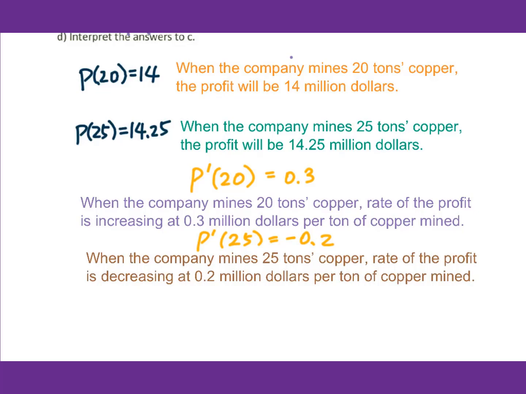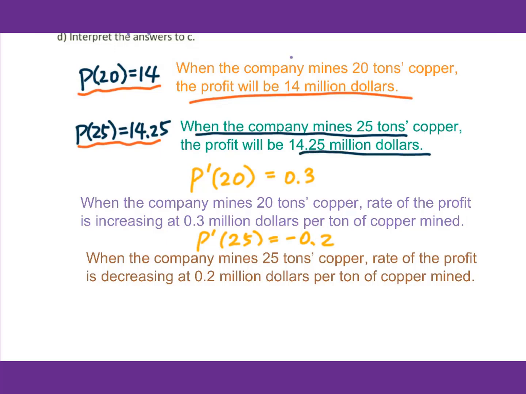Interpret the answers to C. We have P of 20 equals 14, which means when the company mines 20 tons copper, the profit will be $14 million. P of 25 equals 14.25 means when the company mines 25 tons copper, the profit will be $14.25 million.